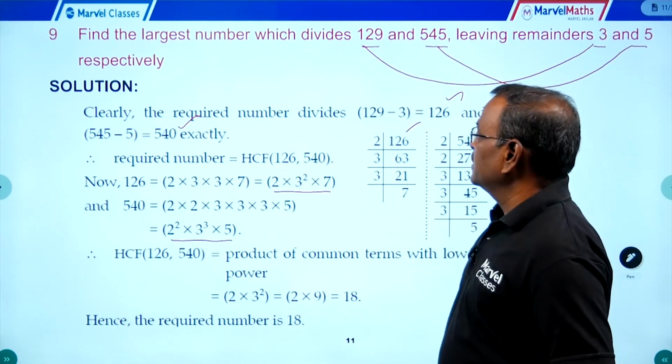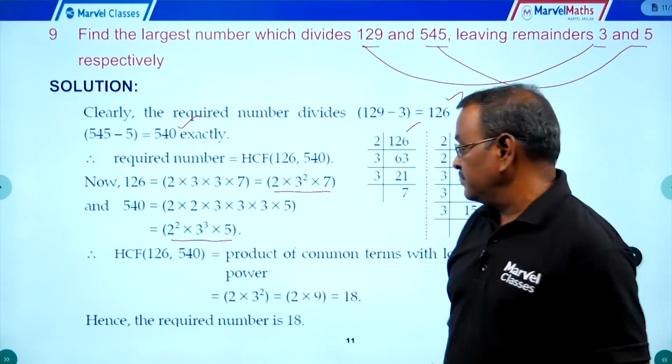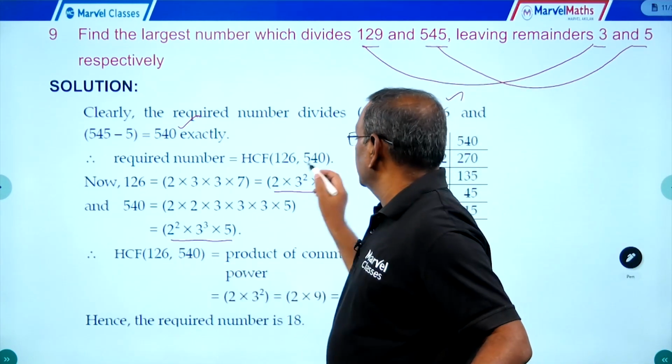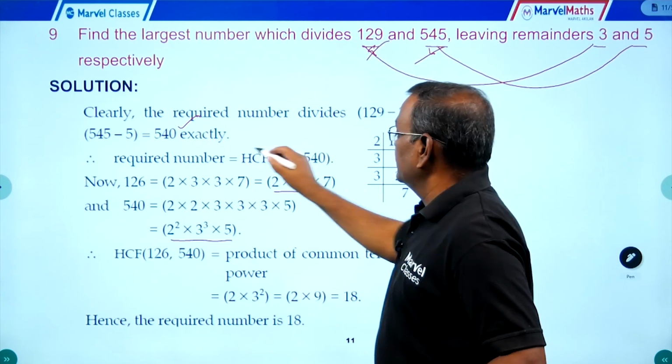126 equal to 2 into 3 square into 7, and 540 equal to 2 square into 3 cube into 5. So the required number, the largest number which divides, means always it is HCF. So HCF of these 2 numbers, this is not A and B.